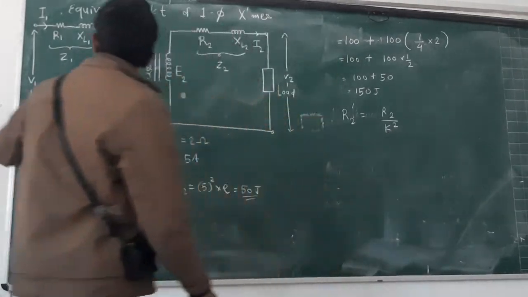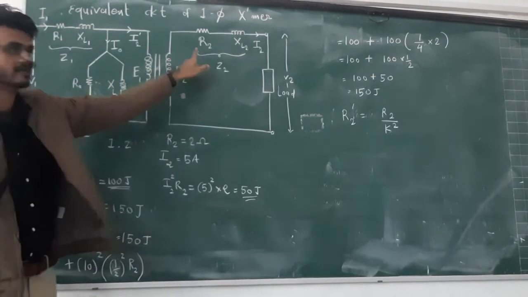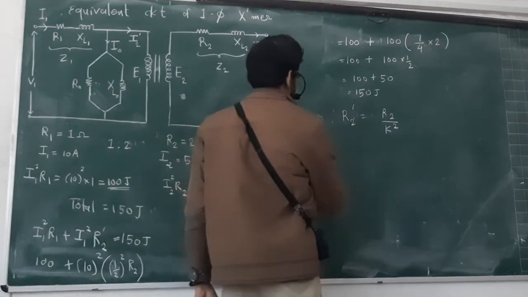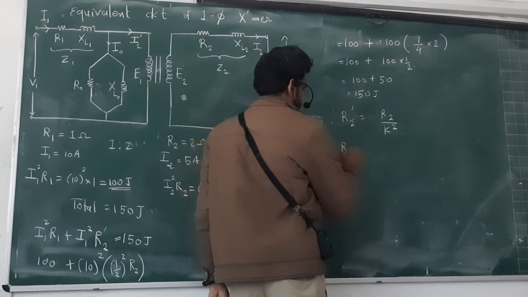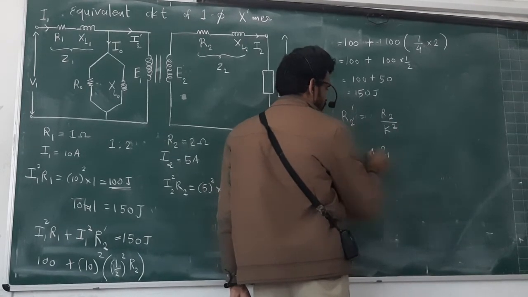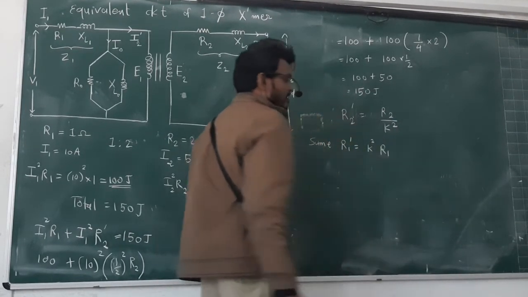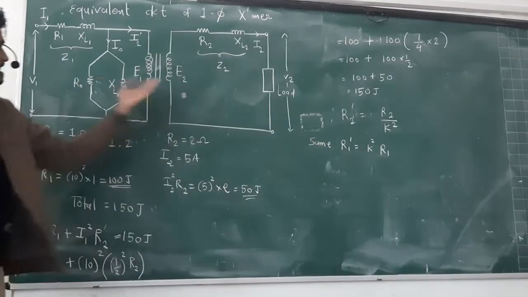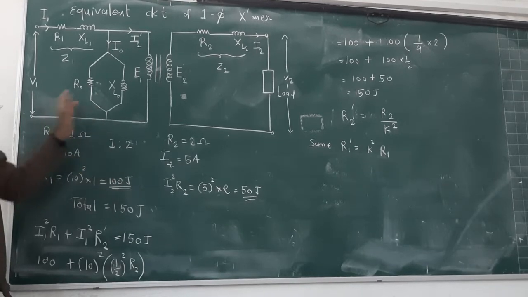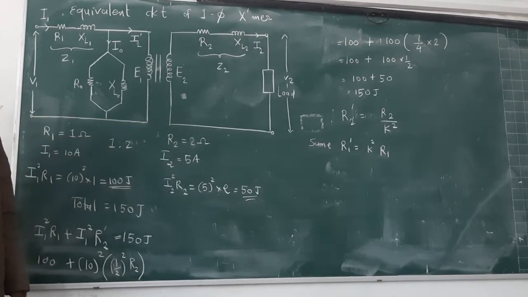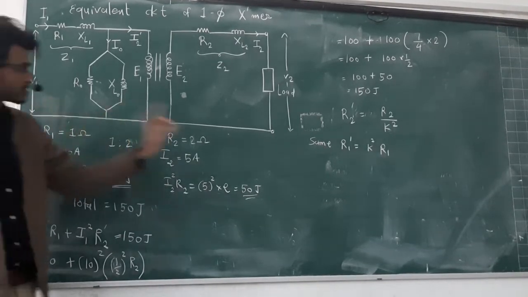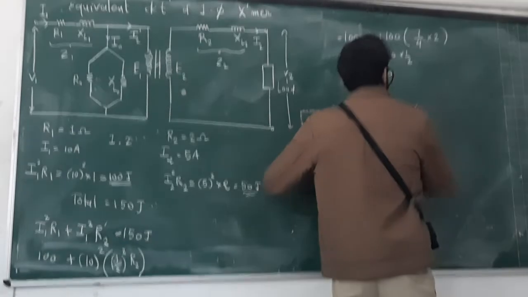Now if I want to transfer R1 on this side, then that resistance will become R1 dash. The original value was R1, and now you have to multiply with k squared, not divide it, because on this side you have to divide the resistance by k squared in the transformer, then on this side you need to multiply with the k squared. Are you getting this concept? So this is what we call R2 dash.